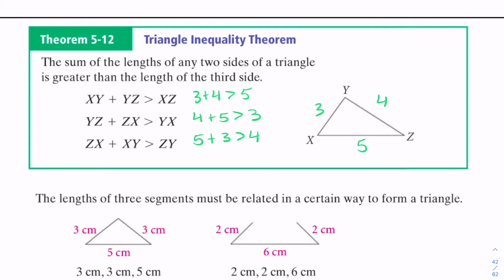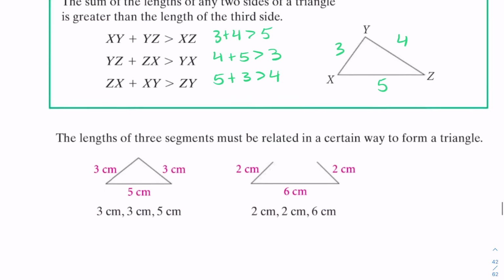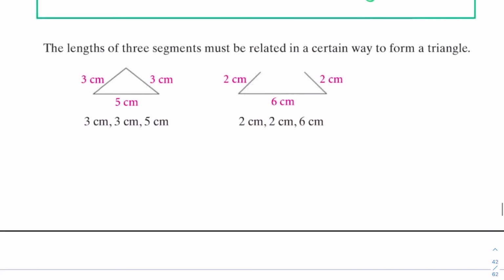Okay, that was a lot of information. We're going to do examples with all of these. So here's a first example. Let's test it out and make sure that this can be a triangle, right? Here's 3, 3, and 5. So 3 plus 3 is greater than 5. That's true. 6 is greater than 5.